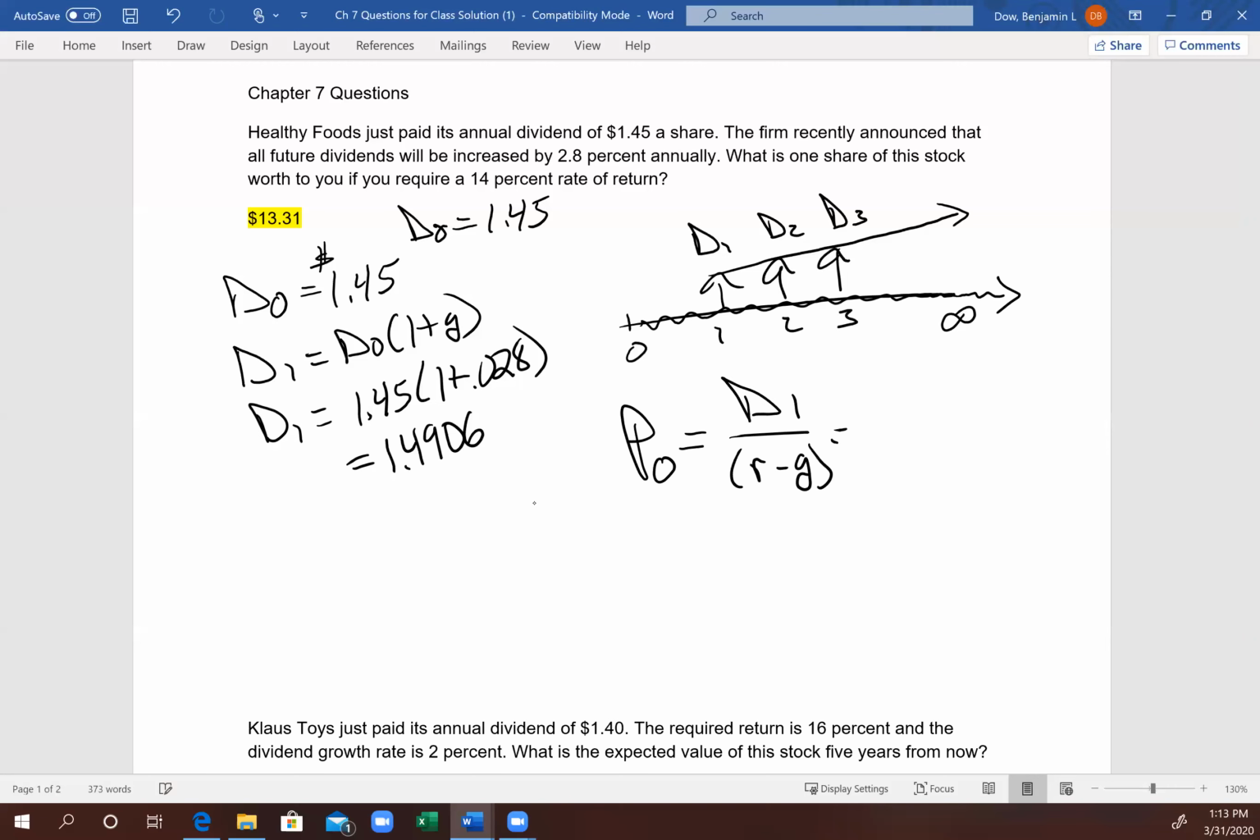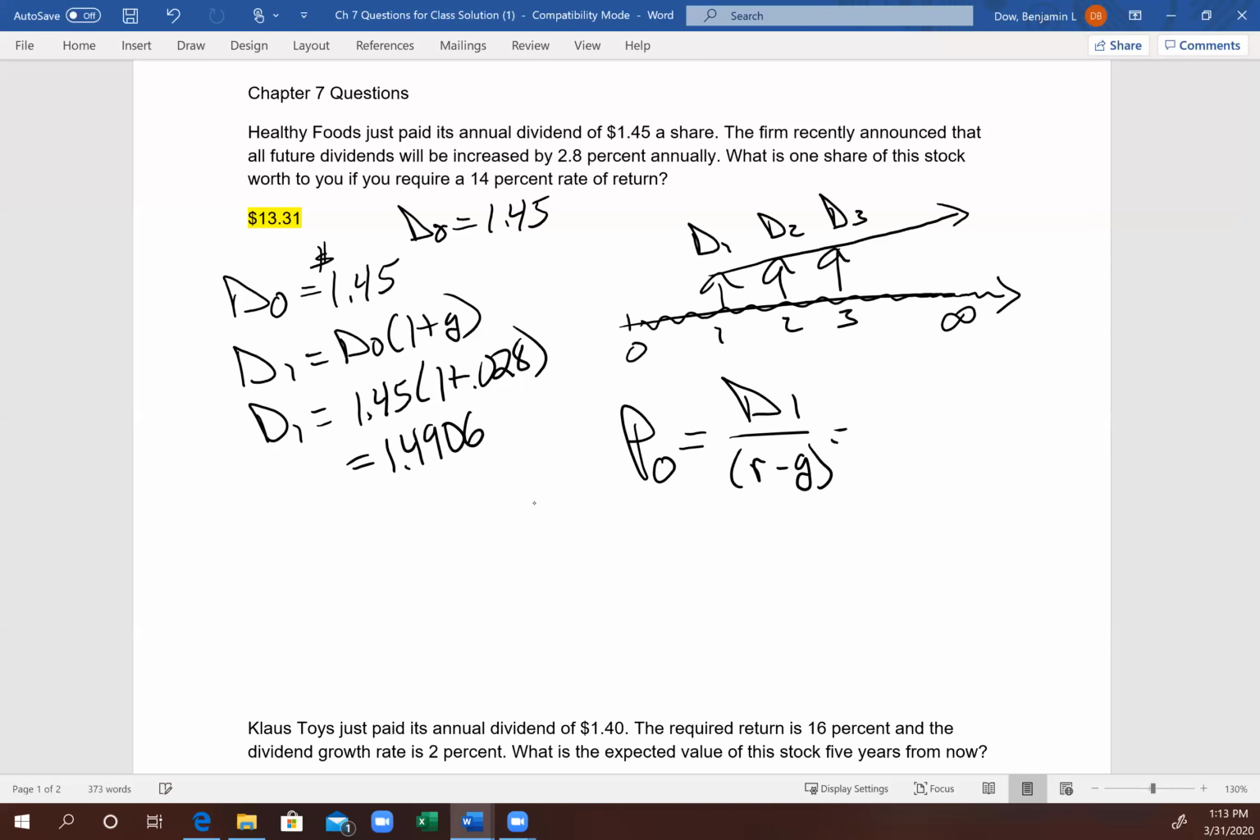And if we take $1.4906 divided by 0.112, we get 13.31. So that's just basically showing the present value of the perpetuity.